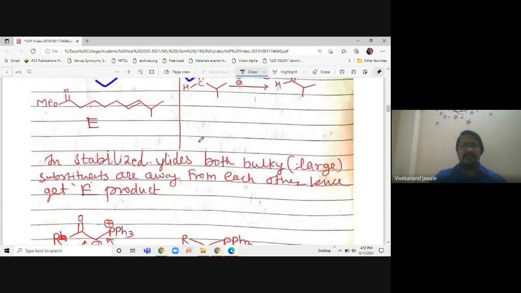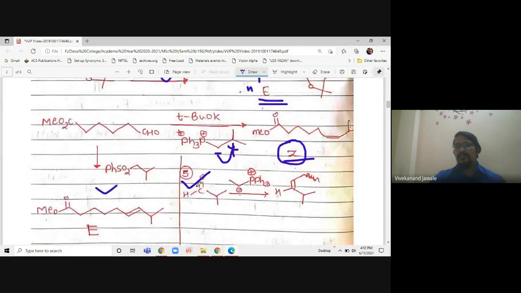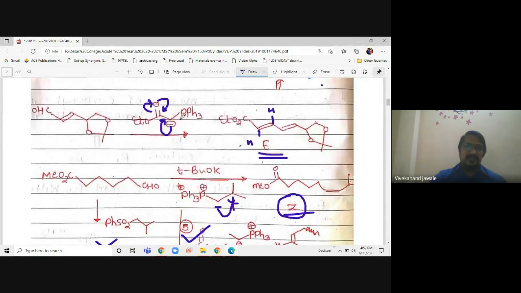What is the difference? Because if you read in a Clayden book, it is given that in the stabilized ylides, both the bulky large substituents are away from each other, and hence we get the E product. Which large bulky groups? See, here this is a bulky group, right? This is a bulky group and the group which is present over here.